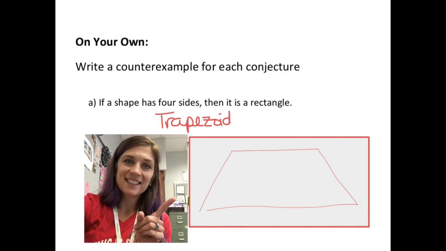One thing to keep in mind as we go over these answers is that just like with the Granny Smith and the Yellow Delicious apples, there can be more than one counterexample for a conjecture. So these might just be my answers. Yours may be different, but still correct. So a shape that has four sides that isn't a rectangle, my example is a trapezoid.